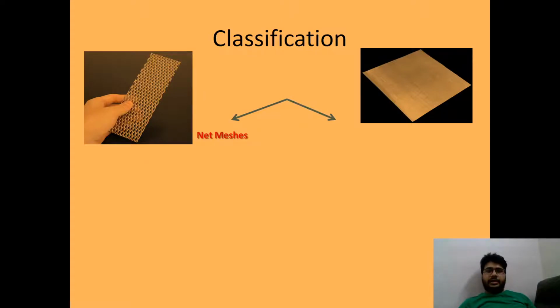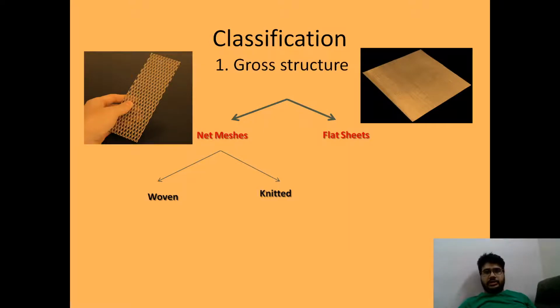This is a picture of a net mesh. This is a picture of a flat sheet. The classification is a gross classification. This is net. This is flat sheet. Net can again be classified into woven ones or the netted ones. This is the classification on the basis of gross structure.